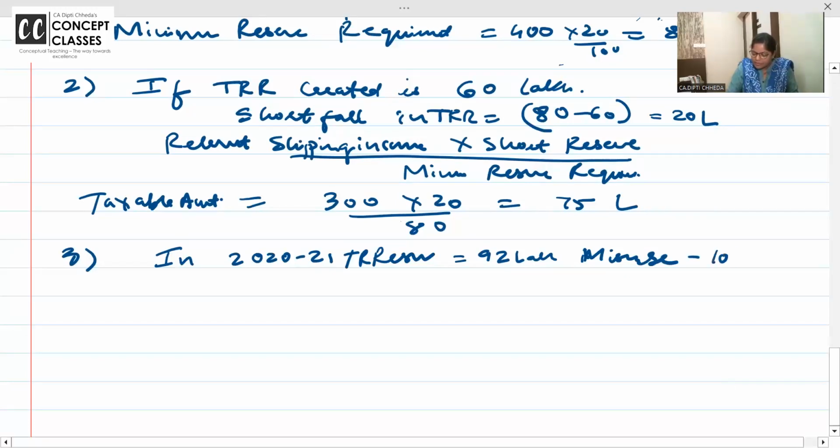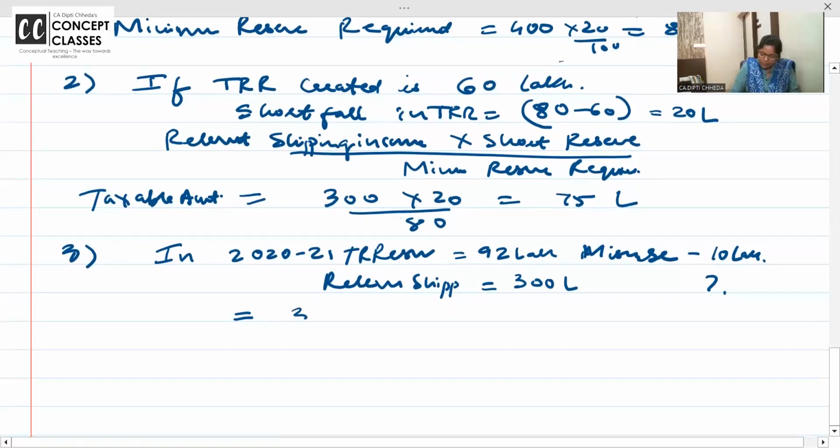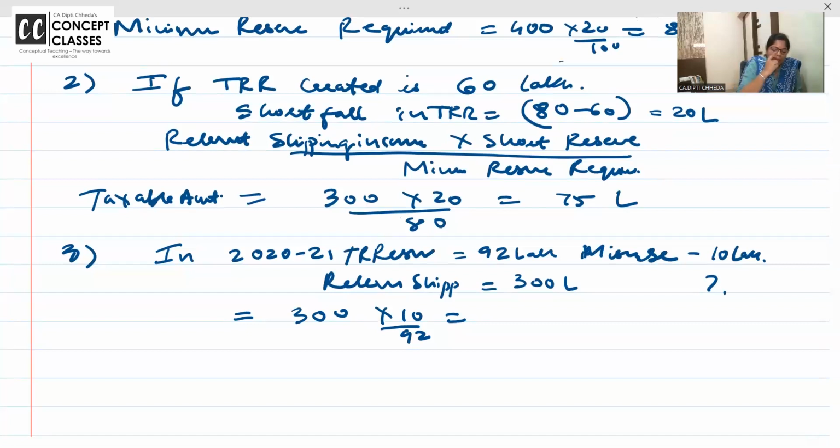मिसयूज 10 lakhs. तो अब आपकी रेलेवेंट शिपिंग इनकम कितनी है अभी की? 300 lakhs. प्रोपोर्शनेट टैक्सेबल हो जाएगा. 300 into 10 by 92, that is 32.61 lakhs.